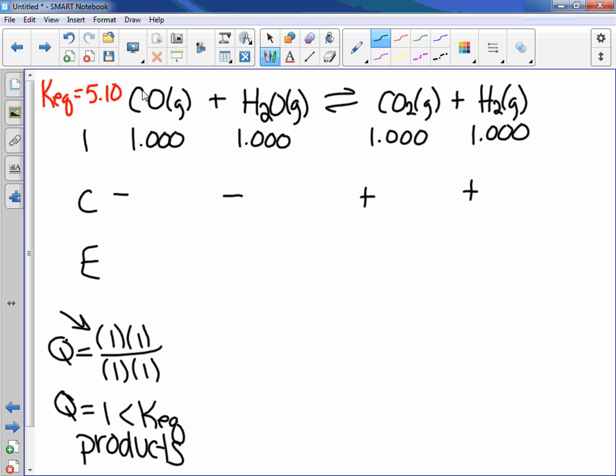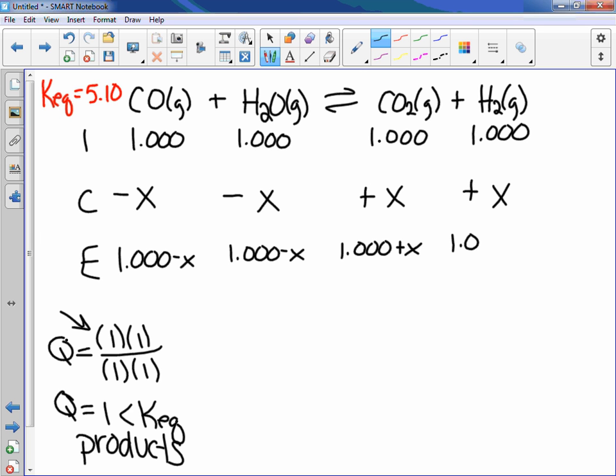And we don't know how much we're making now. So they're going to be X's. Everything is 1 to 1 to 1 to 1. So everything just gets an X. If I had an imaginary 2 here, right, it would be 2X. Okay? So then 1 minus X, 1 minus X, 1 plus X, sorry. There we go.